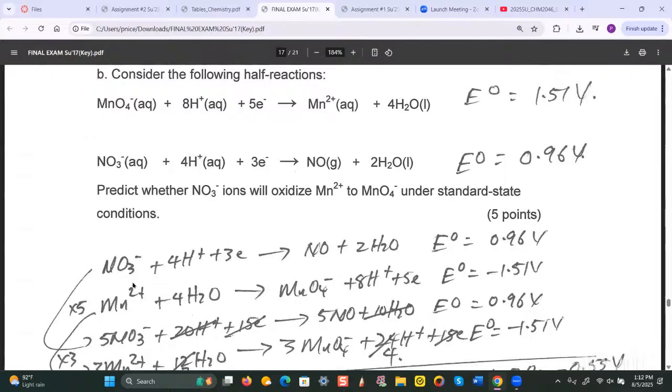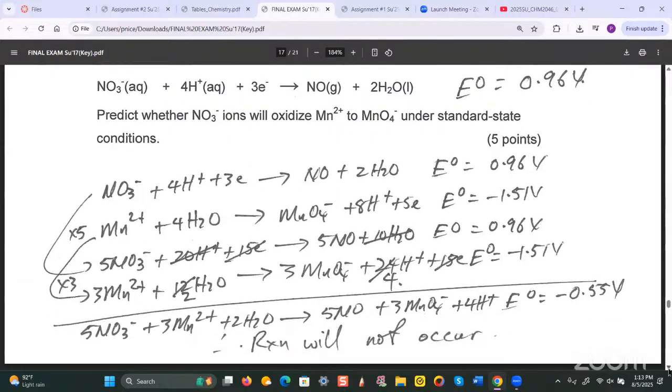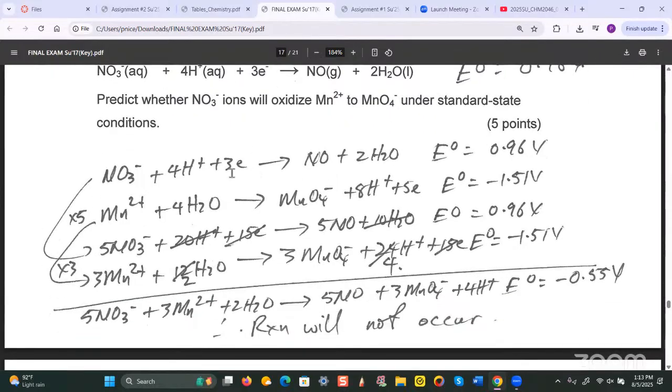Then I turned this equation around, which means I have to change the sign here. That's what I did right here. And then I add these two equations together. But in adding them, I have to make sure that the number of electrons gained here equals the number of electrons lost. So we multiply this equation by 5, and we multiply this equation by 3, and we end up with these two equations here and here.